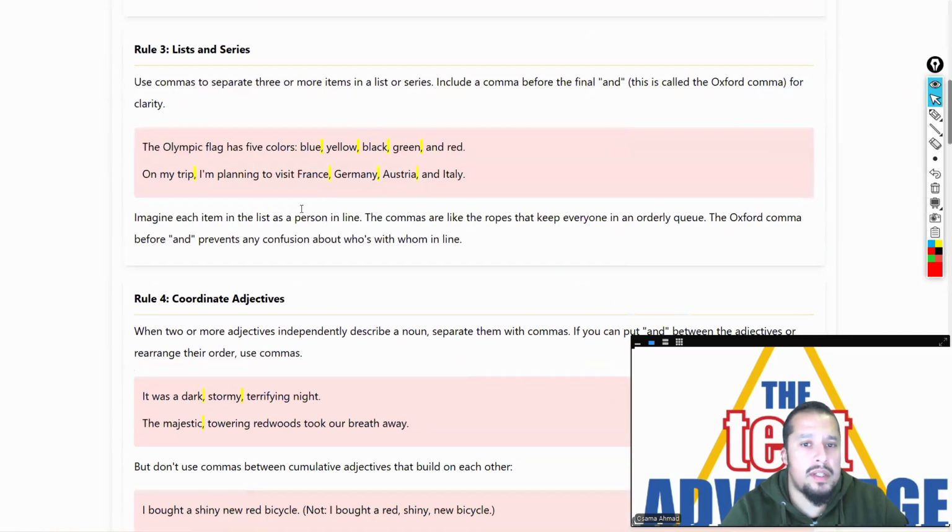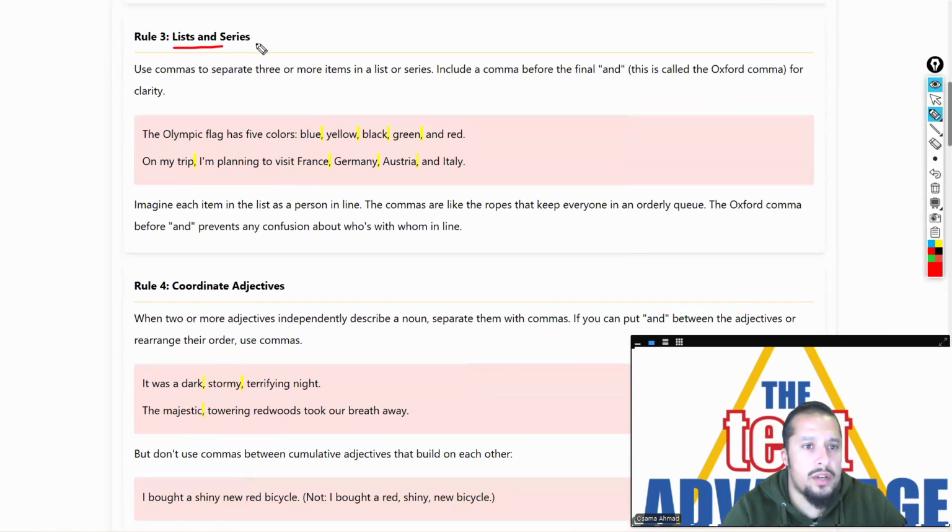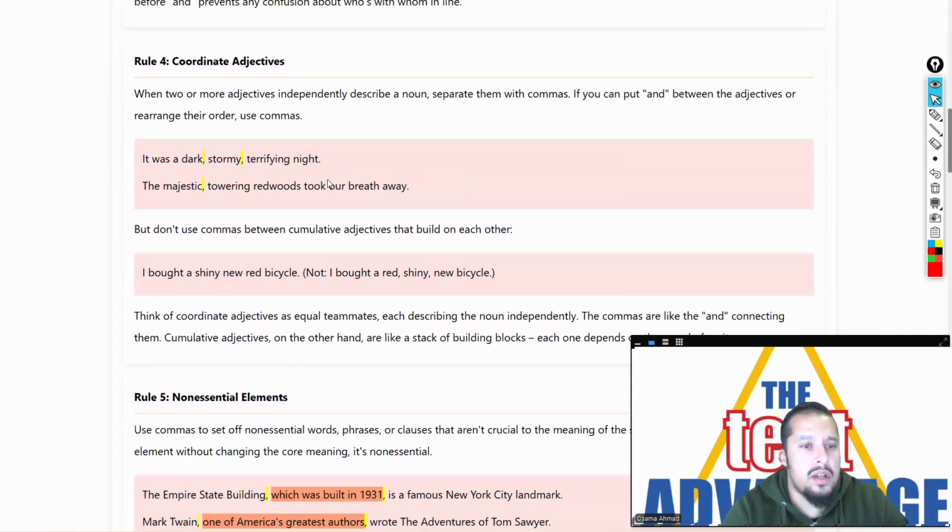Another time we use a comma is in a list or series, and we've taken this, right? So if I have a list, it's called the comma list. The Olympic flag has 5 colors: blue, comma, yellow, comma, black, comma, green, comma, and red. There's nothing new here. Are we saying anything new? No, right? We've taken all of these.